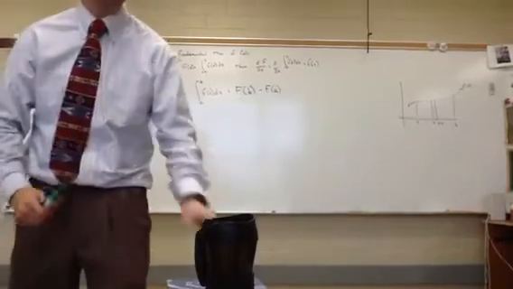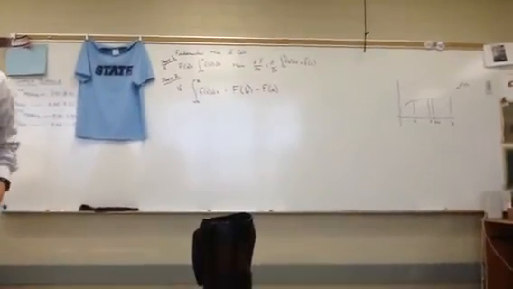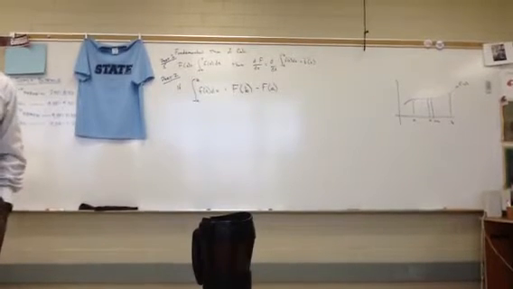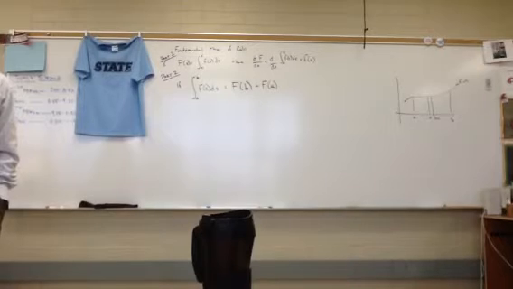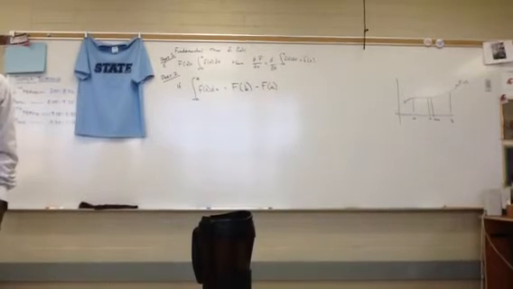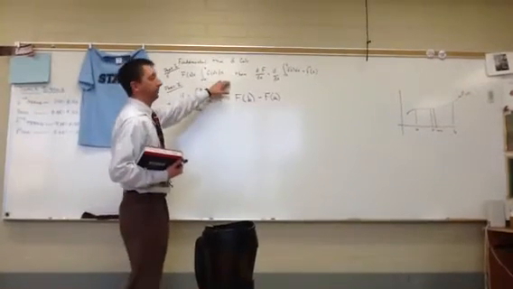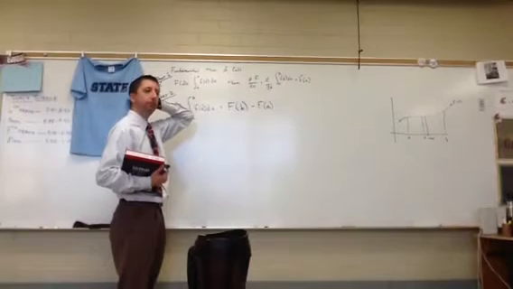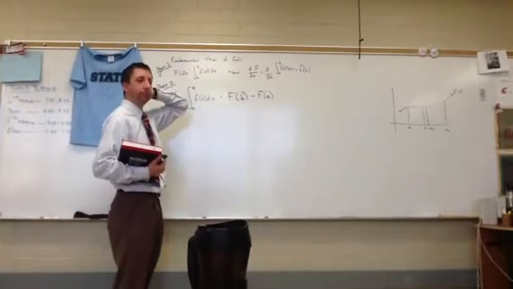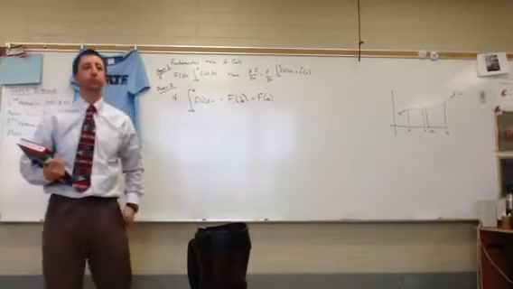Wait, so there's a difference between an integral and an antiderivative? Not really. The integral is the antiderivative. And the integral is also the area underneath the line. So how could you have an area at one point? What do you mean? Isn't f of b just like saying the integral at b? No. No.